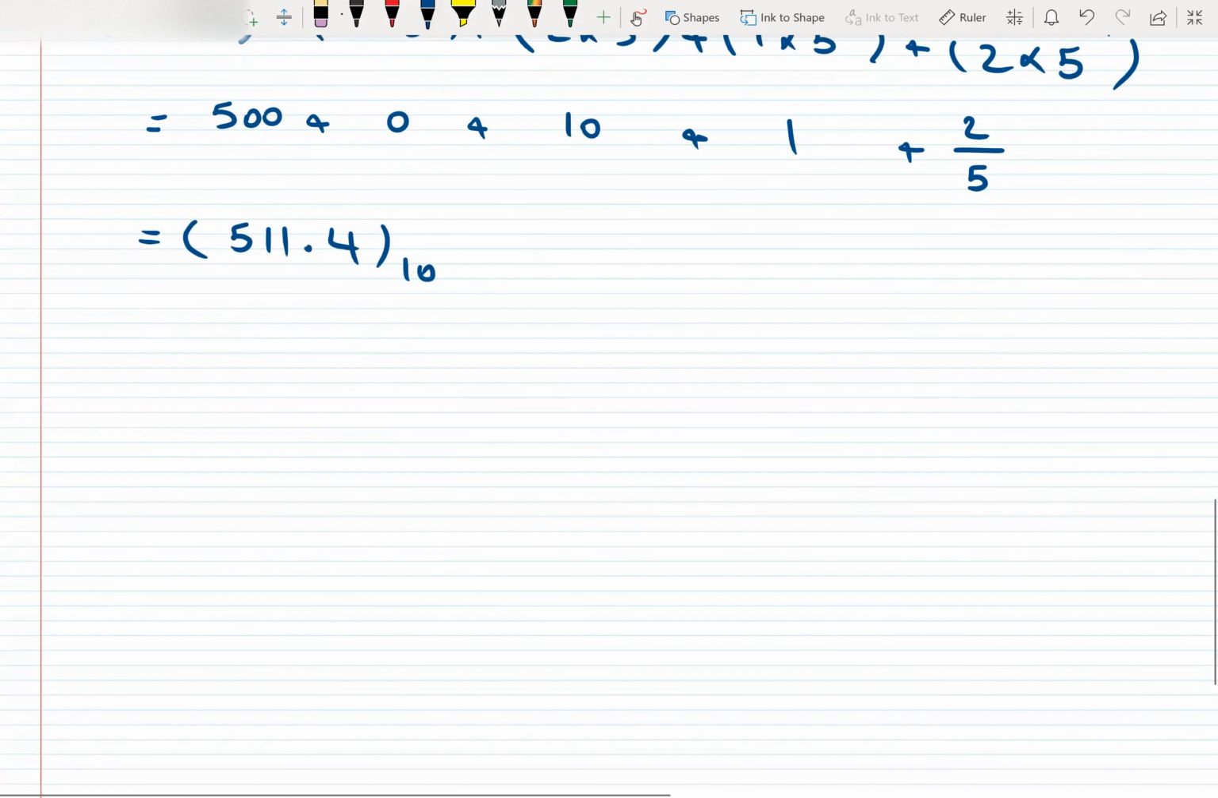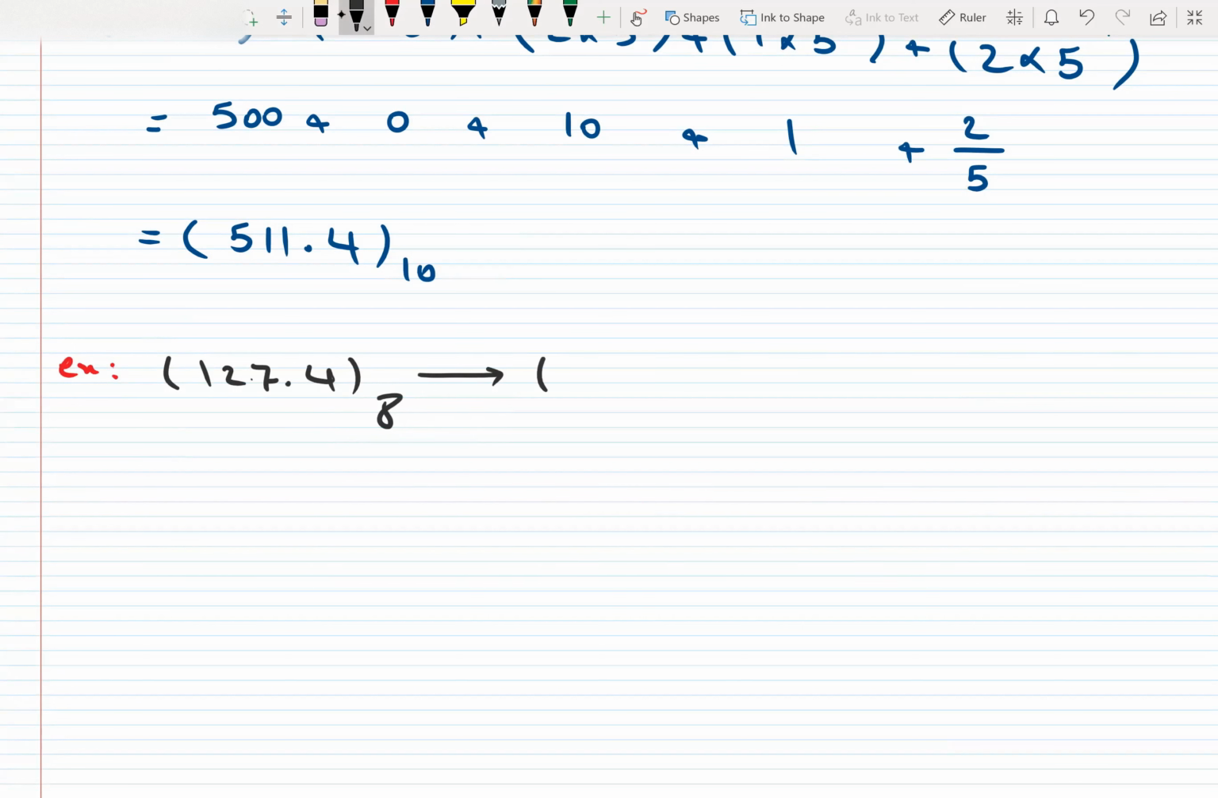The next example, let's convert 127.4 from base 8 to base 10. I want you to pause the video here and do it yourself. After you finish, you can play the video to see if your answer is correct or not.